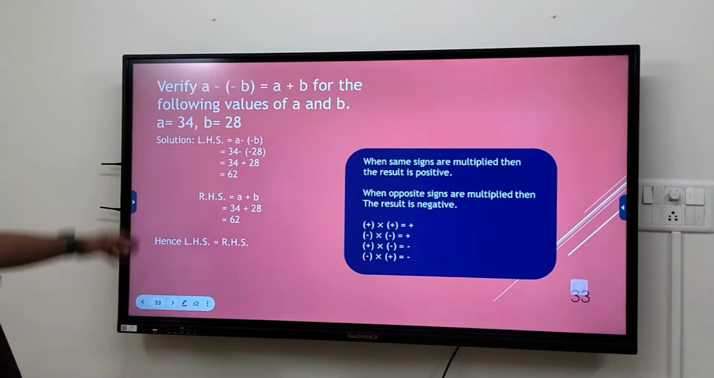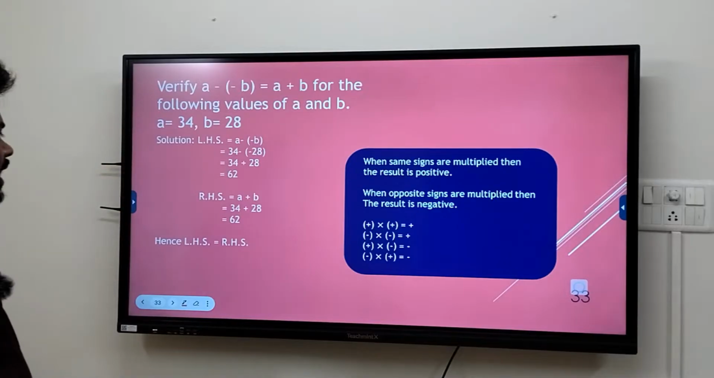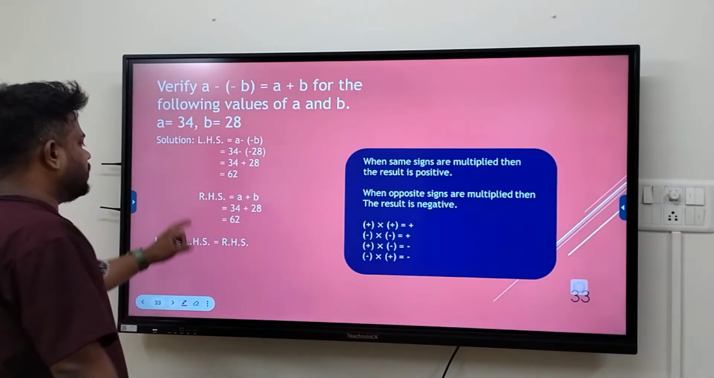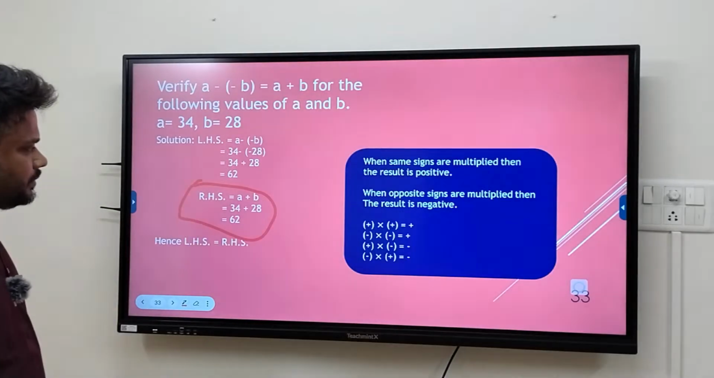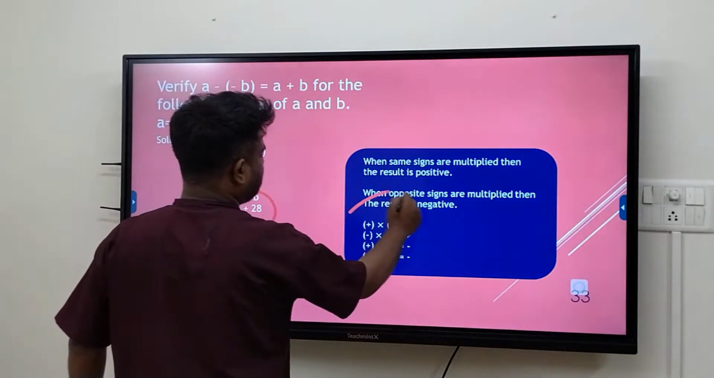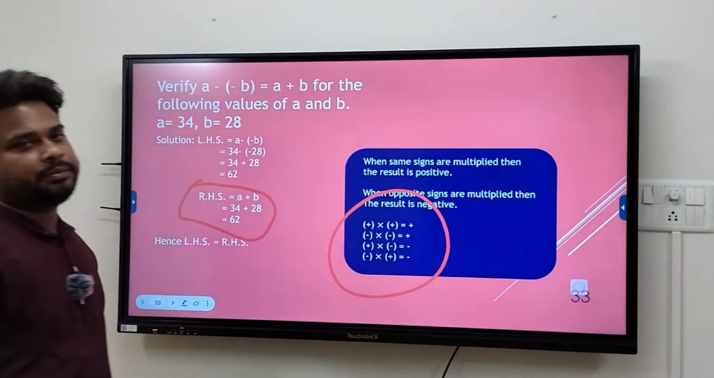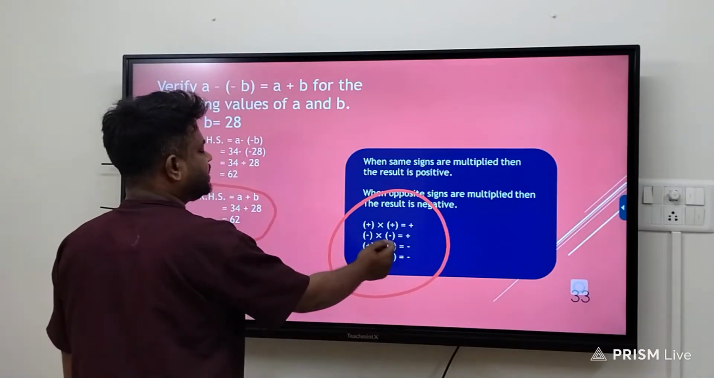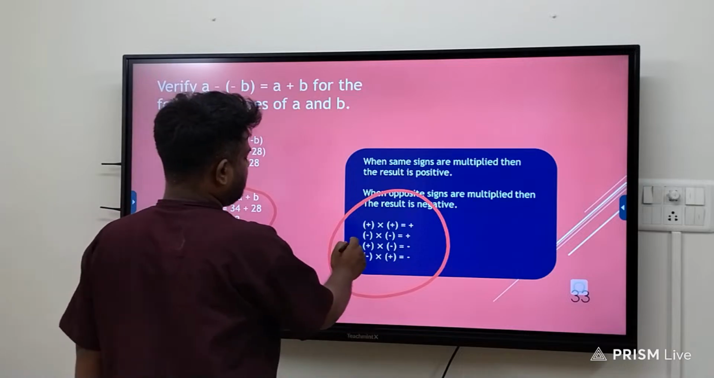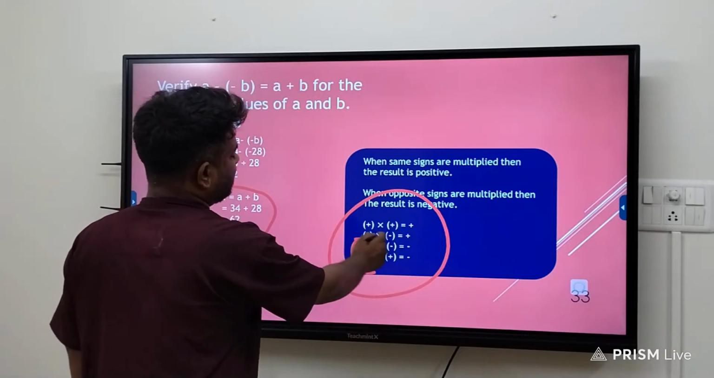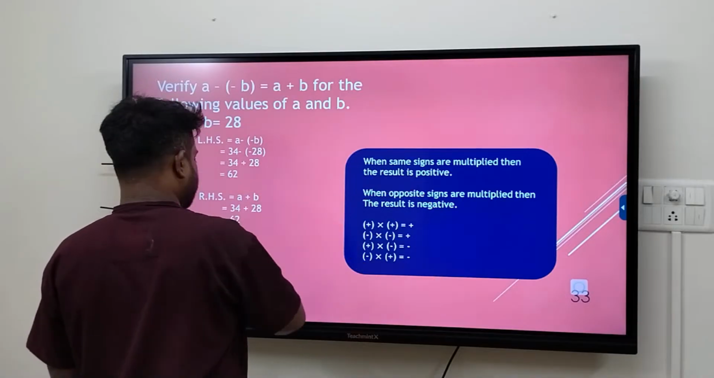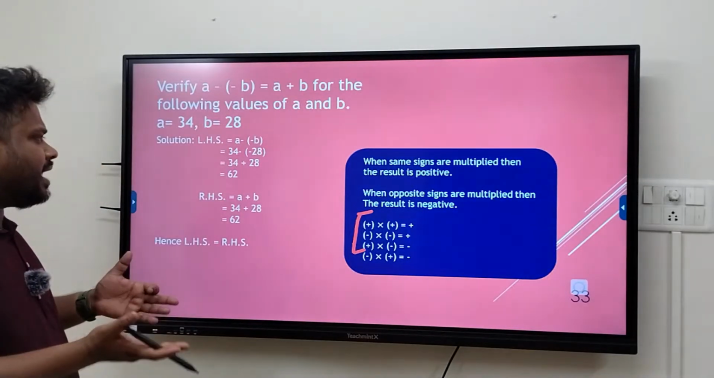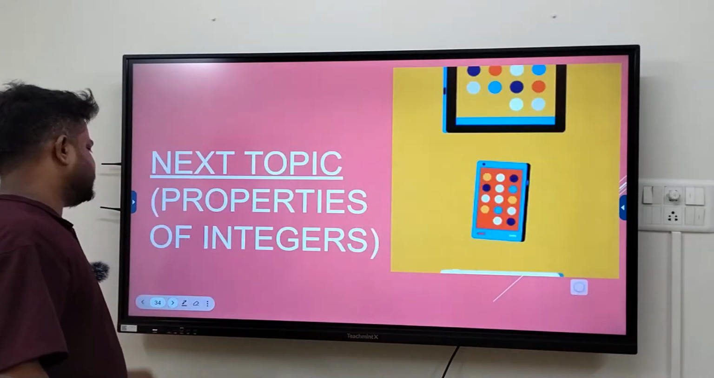Verify a minus b. Okay, they have also verified it, and if you want to verify it using the right hand side and left hand side, you can also do it like this. And this is another golden rule for multiplication: plus plus gives plus, minus minus gives plus, plus minus gives minus, minus plus gives minus. These two are the same actually. You have to just remember the first three.